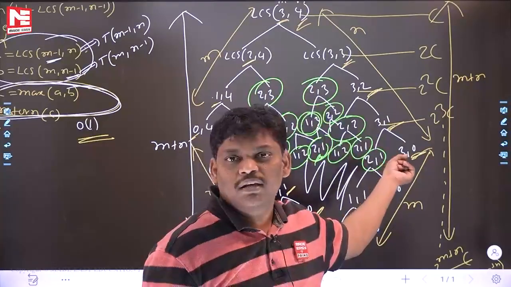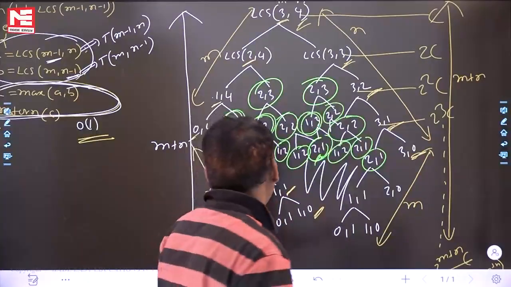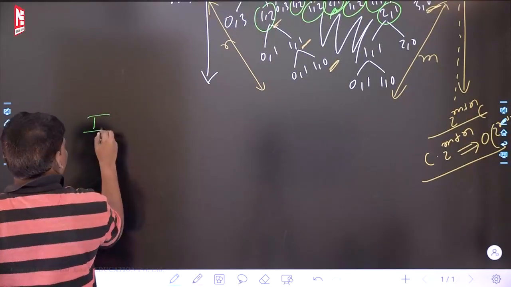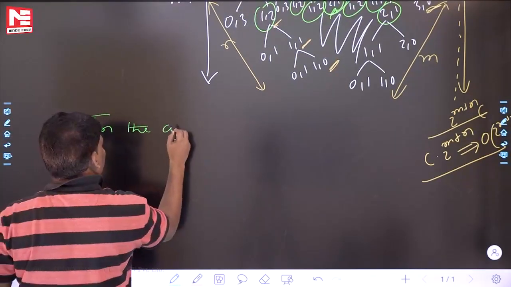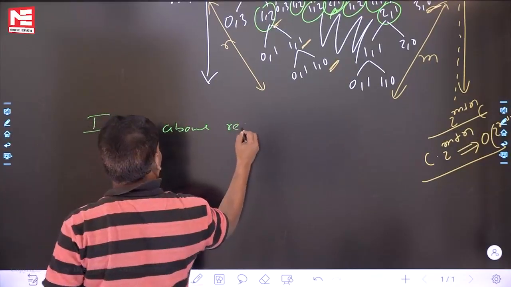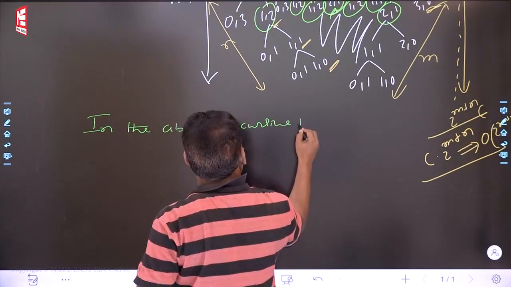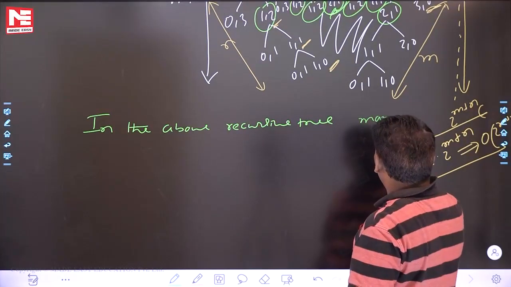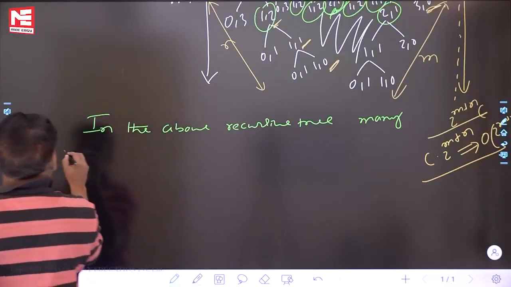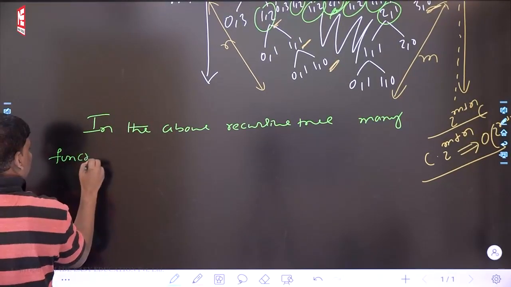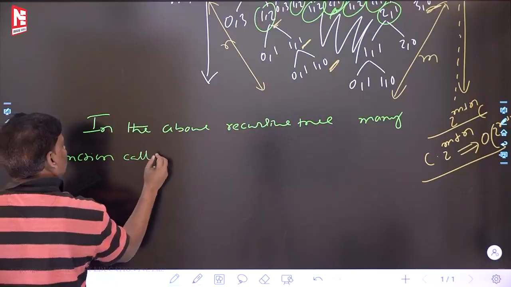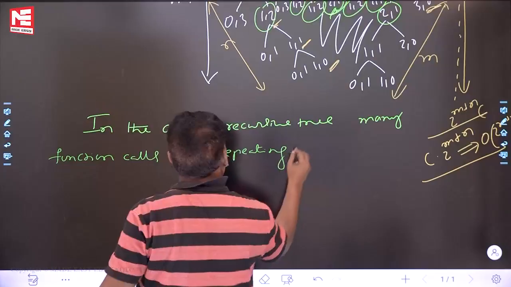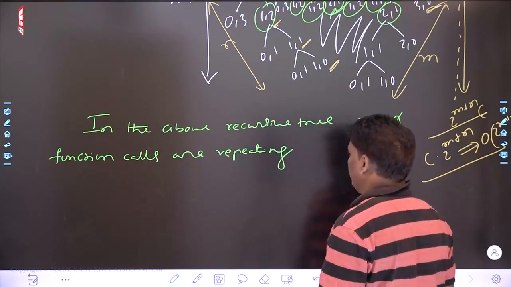Is there any repetition here? Yes. Then I can go to dynamic programming. Let me write now. See, I am writing here. Carefully listen to this note. In the above recursive tree, many function calls are repeating.